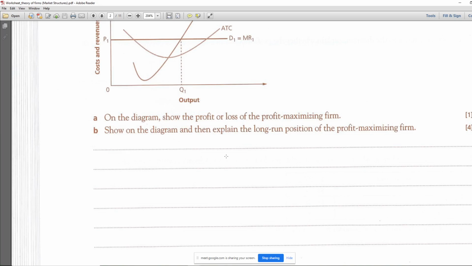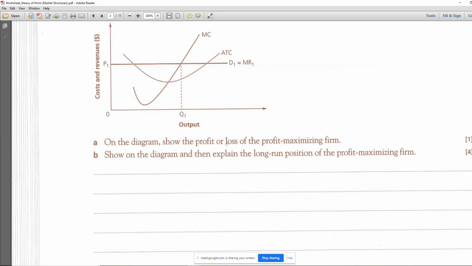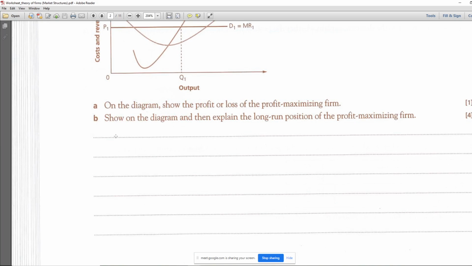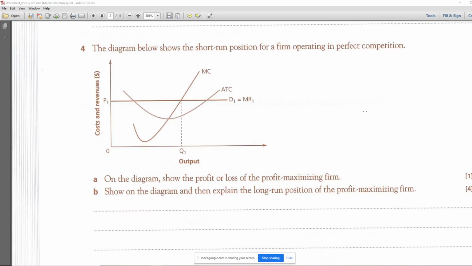But how do you explain it? Why will it move to normal profit in the long run? You see here, you have got a couple of lines, so they're expecting you to explain. More firms enter and push the price down. That's correct, because they are attracted by the abnormal profit or the economic profit. So that is correct.